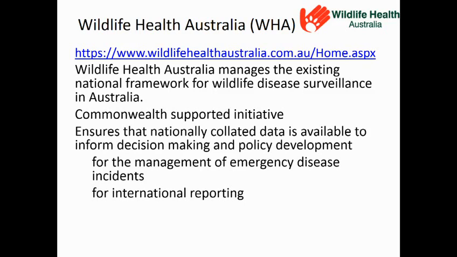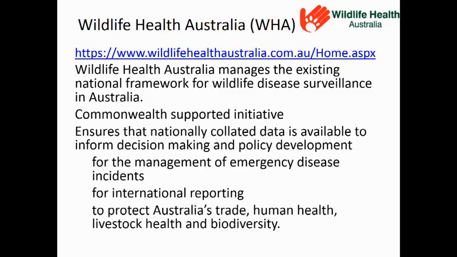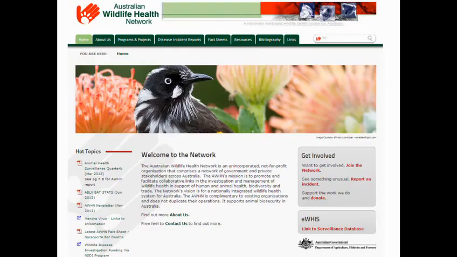We have a reporting responsibility to provide information. And it's also important to protect Australia's trade and also human health, and particularly livestock health and biodiversity.